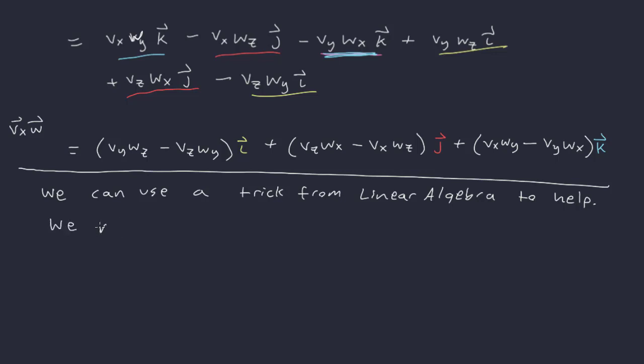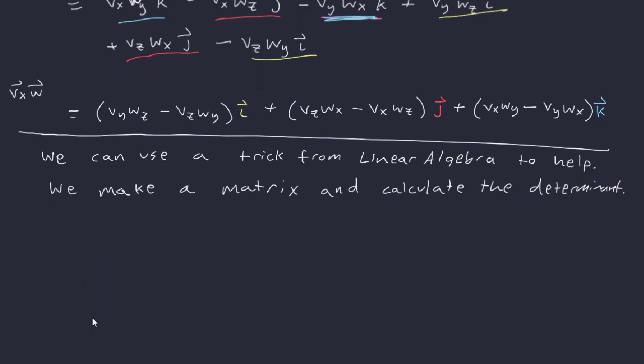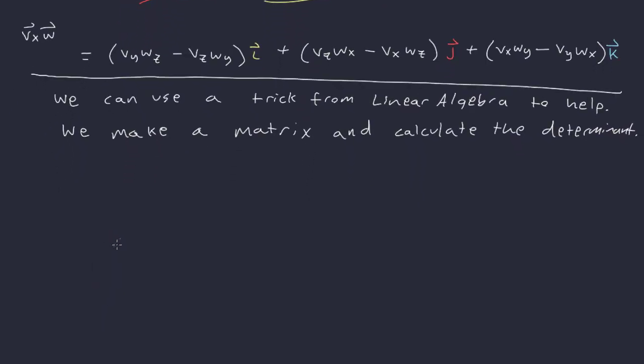We make a matrix and calculate. Now, if you don't know what a determinant is, if you haven't taken linear algebra, don't worry about it. If you have, you're already ahead of the curve. If you've already learned how to do this, you're already ahead of the curve. But if you aren't, don't worry about it too much. Here's what you need to know.